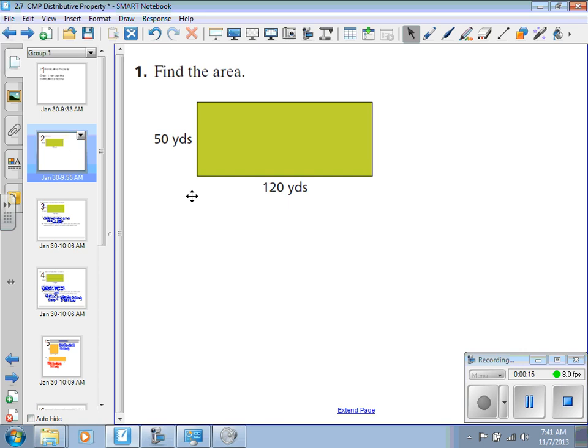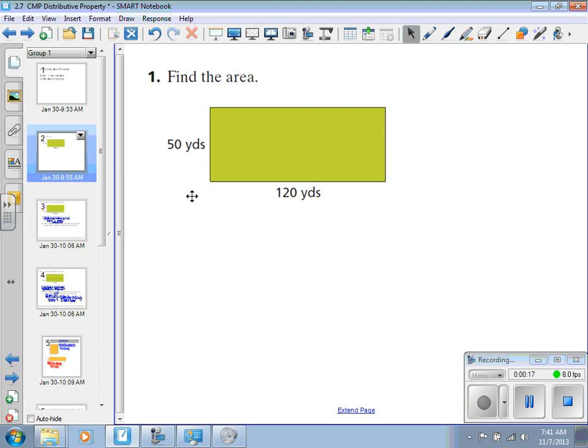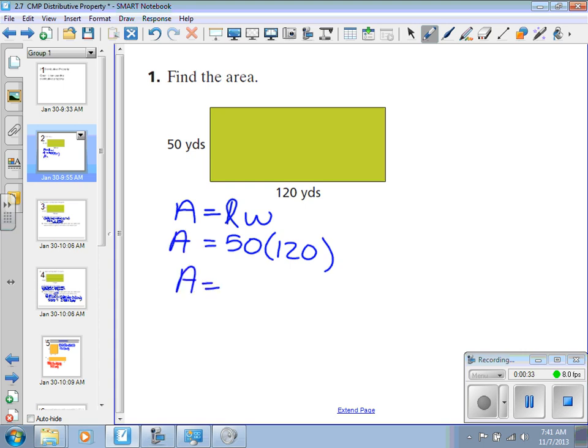So we know that the area formula is length times width. So we take 50 times 120 and we multiply them together and we get 6,000, and that is in yards squared. Moving on to our next problem.